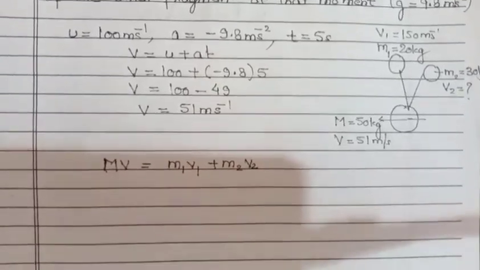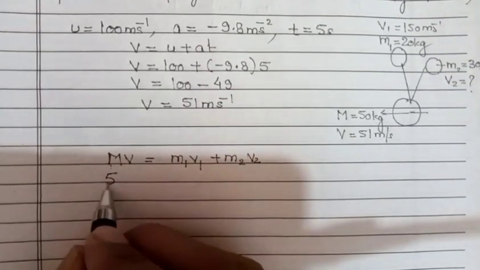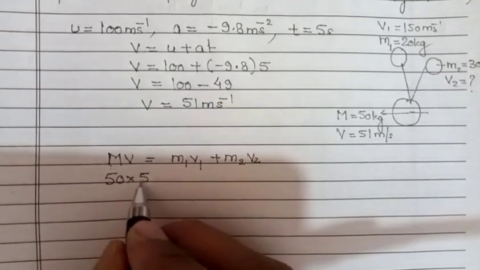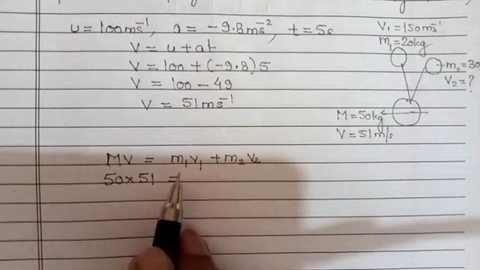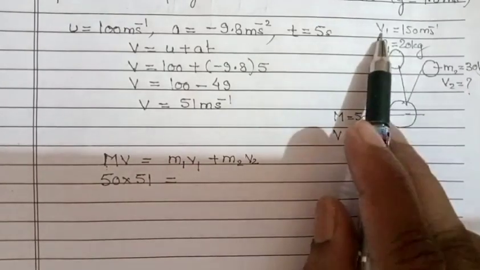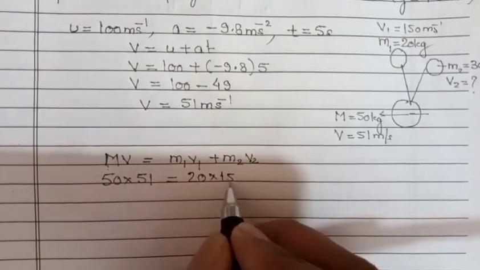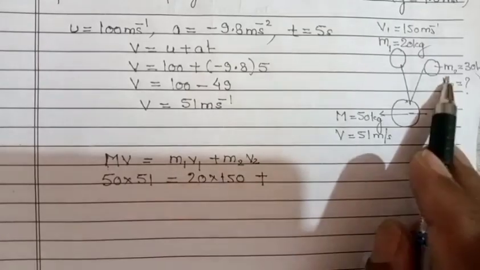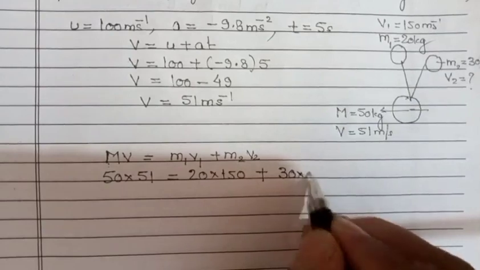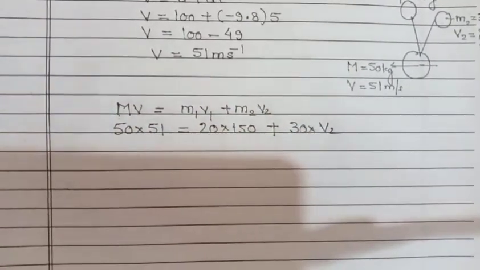Now substituting the values in this one, before the explosion mass was 50, and at the time of explosion velocity was 51. For the first particle, you can see mass is 20 and velocity is 150. So 20 into 150. For the second particle, mass is 30 and velocity is to be calculated. Clear? Now let's solve this equation.